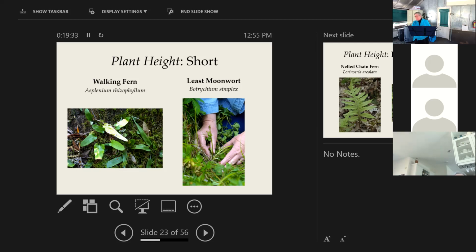So there were a bunch of us crawling around on our hands and knees in a grassy bald, party in the grasses to find this little fern. We found it, yay.